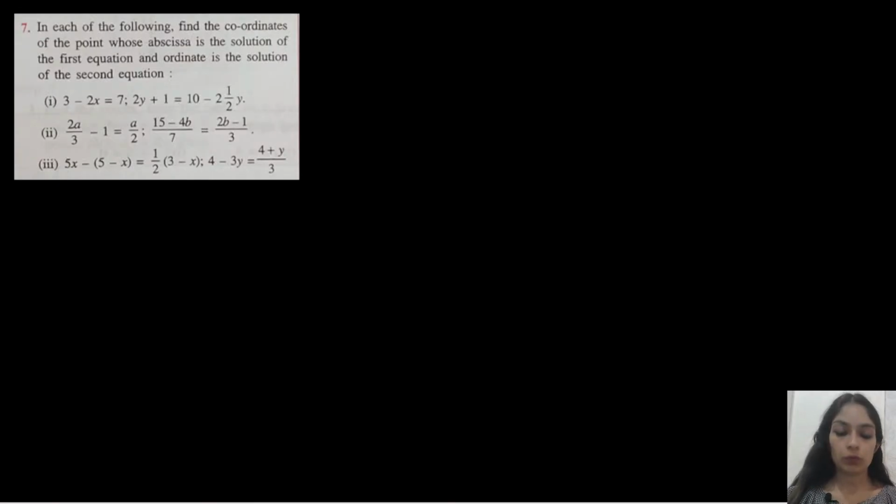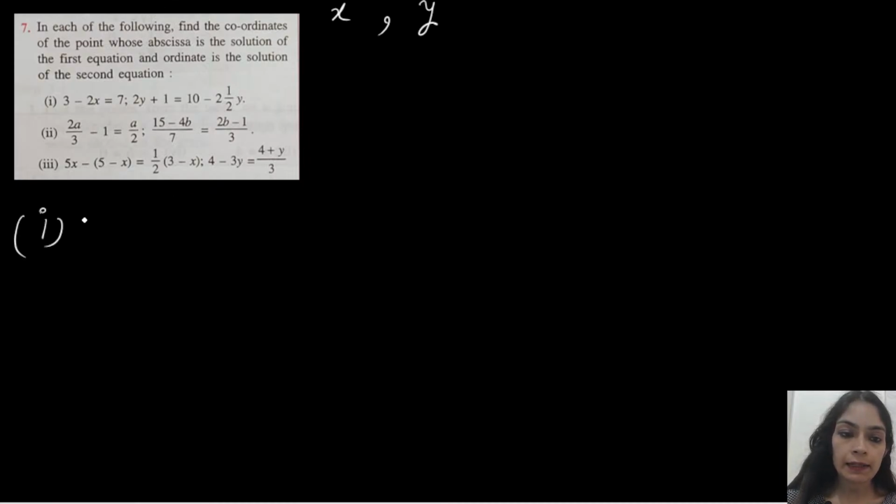Next question, what we have to do. Earlier, I think we have done this type of question. In each of the following, the coordinates of the point, abscissa is the solution of the first equation and ordinate is the solution of the second equation. So two equations are given to us. We have to find the values of x and y. So the first one will give us the value of x, the second will give us the value of y. So nothing special in this question. We just have to solve the equations.